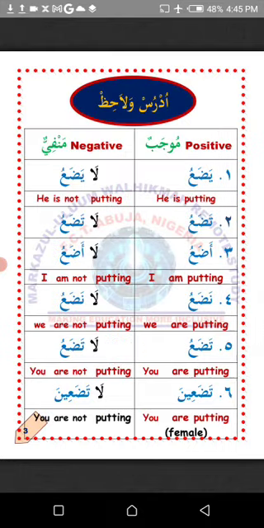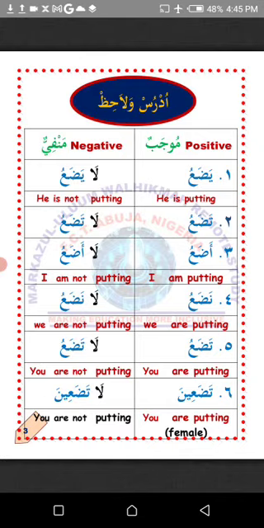MashaAllah. Udrus, learn. Walahis, and observe at the same time. Udrus, study. Walahis, and observe at the same time. Mujabun, positive. Manfiyun, negative. Mujab, positive. This is the state of a sentence in Arabic, which means an action has taken place.